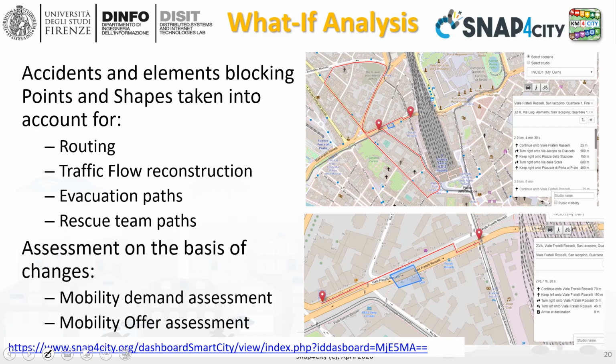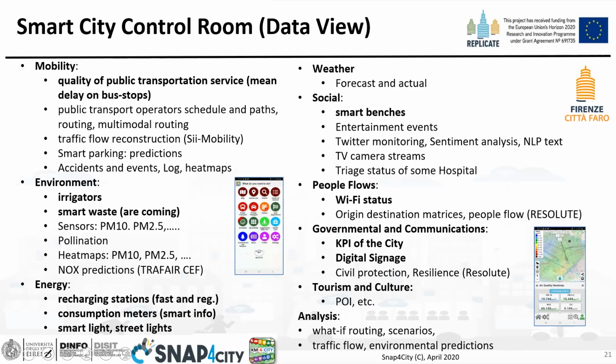For what-if analysis for dynamic routing, you can define a blocked area like this one and see what happens in passing from one point to the other. If there are alternative paths, they can be calculated dynamically. You can save and share with your decision makers to discuss what is going on and what could be the best solution.